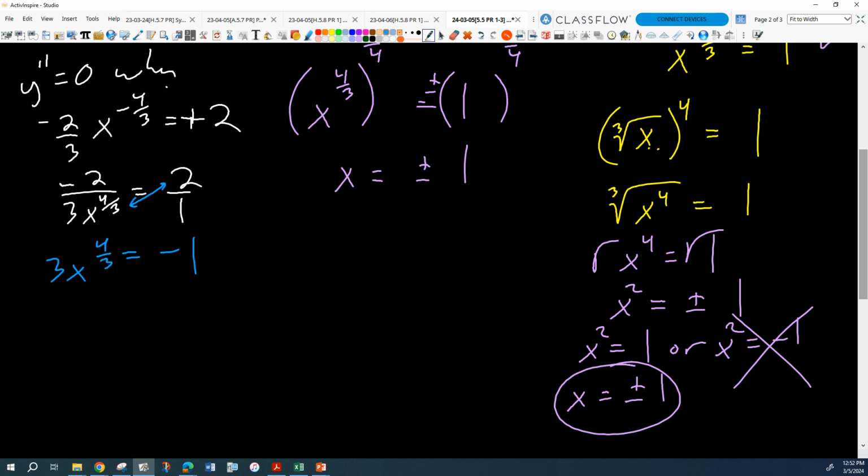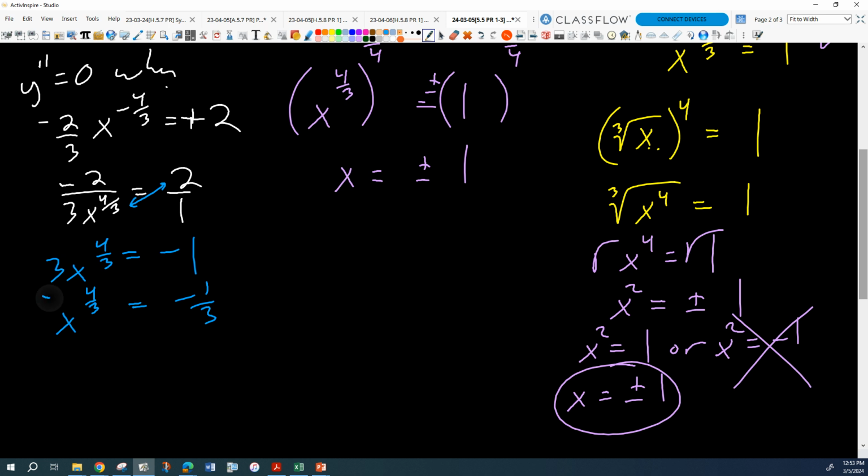So x to the 4/3 equals -1/3. And so what would we have to do here now? Is that possible? How come that's not possible?